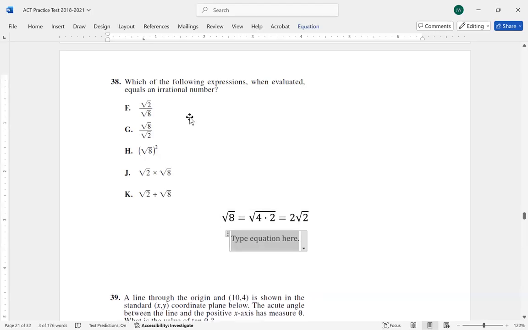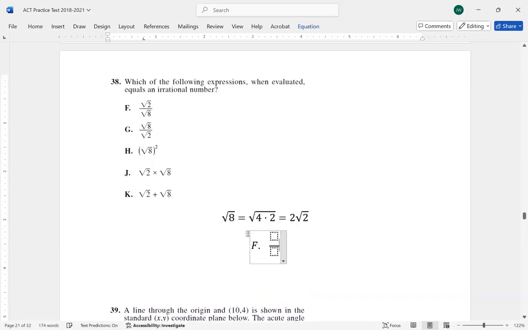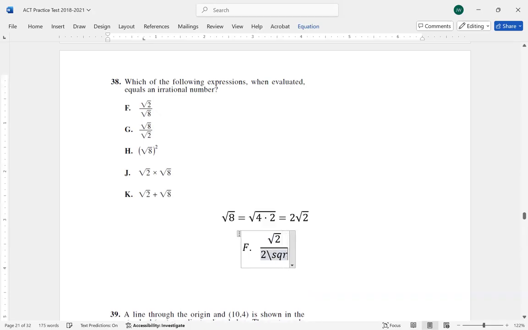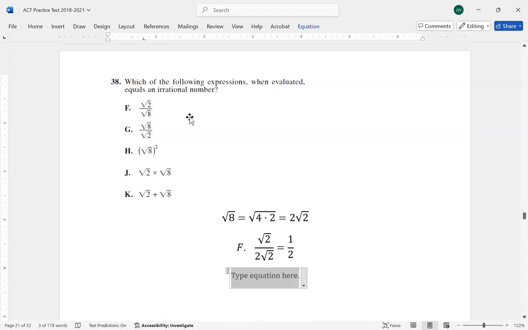So that means when you're looking at option F, what that is really is the square root of 2 divided by 2 times the square root of 2. The square roots would cancel each other out, and you'd be left with the rational number 1/2. Option G would be the opposite. It'd be the reciprocal of option F.